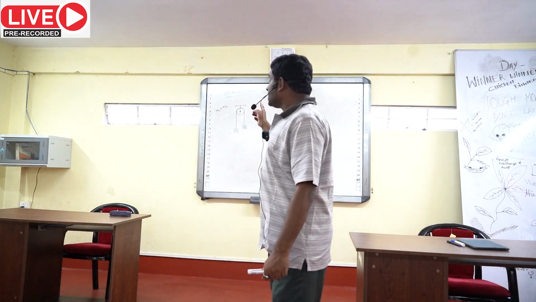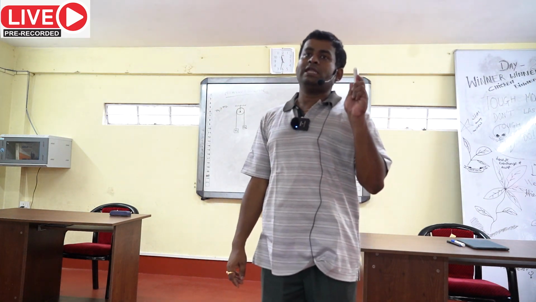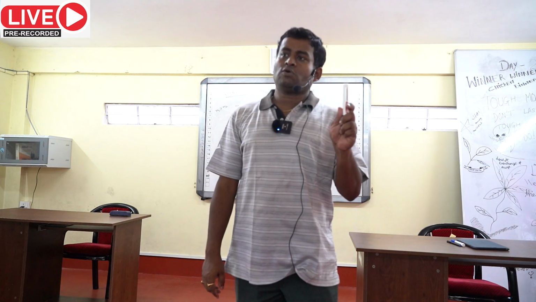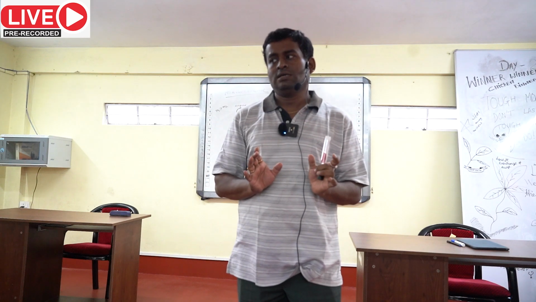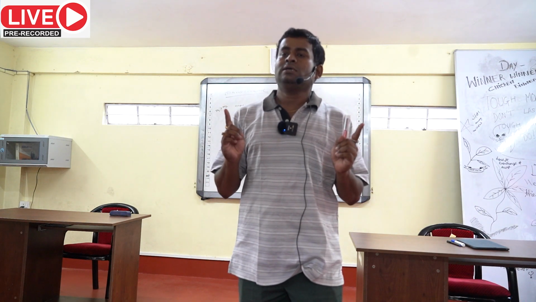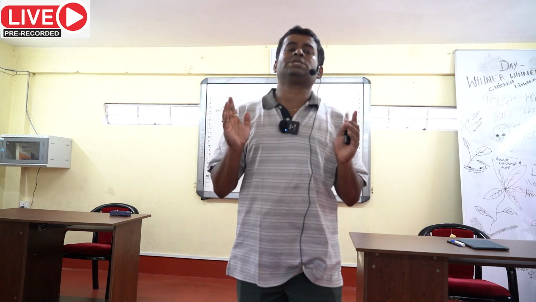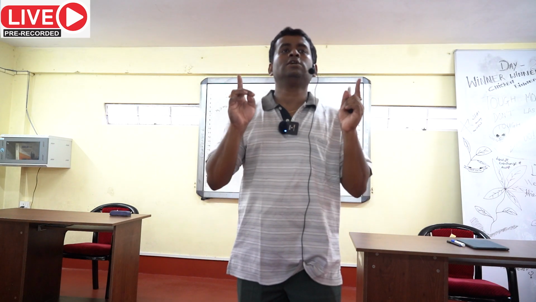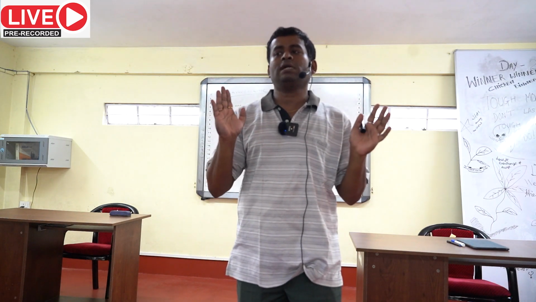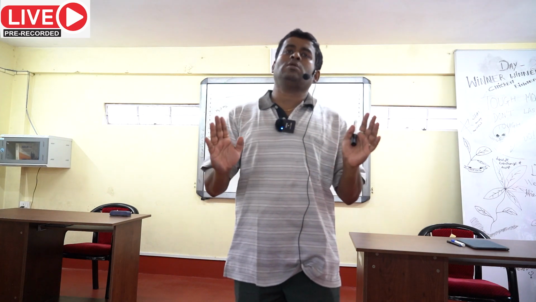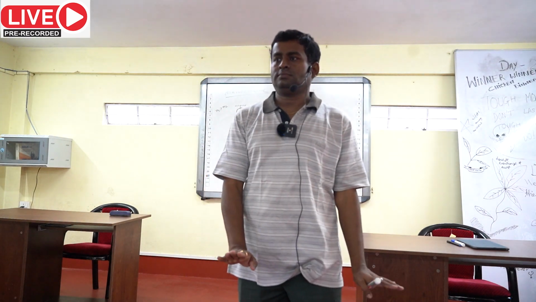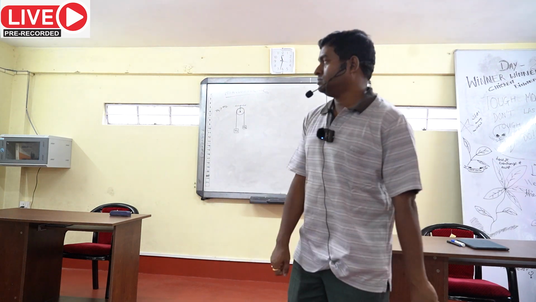So since there are 2 masses, I can apply Newton's second law once for each mass and write 2 simultaneous linear equations. Then those simultaneous equations must contain only 2 unknowns, not more than 2. If more than 2, then we cannot solve it by Newton's law. Clear?